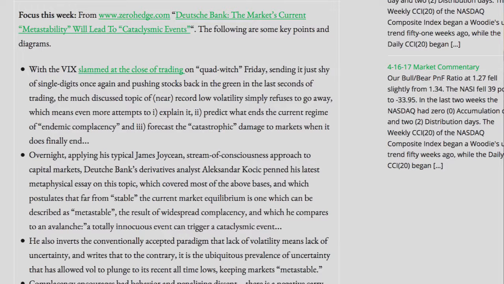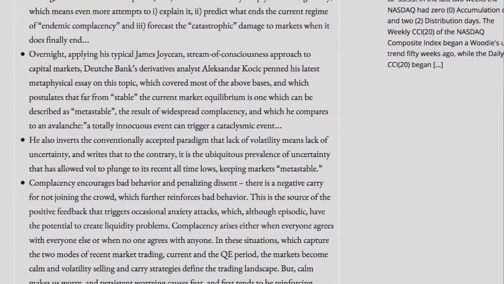Overnight, applying his typical James Joycean stream of consciousness approach to capital markets, Deutsche Bank's derivatives analyst Alexander Kochik penned his latest metaphysical essay on this topic, which covered most of the above bases, and which postulates that far from stable, the current market equilibrium is one which can be described as metastable, the result of widespread complacency, and which he compares to an avalanche. A totally innocuous event can trigger a cataclysmic event.